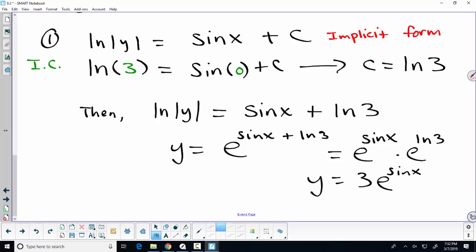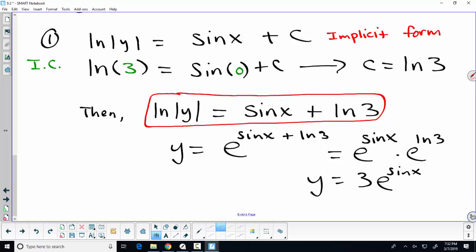And really the implicit form is here. This is the implicit form as a specific thing. That's the general implicit form. Explicit, though, would be y equals e to the sine of x plus c.